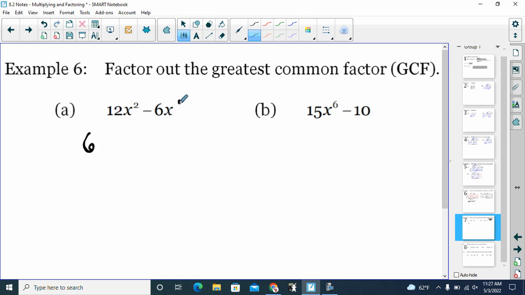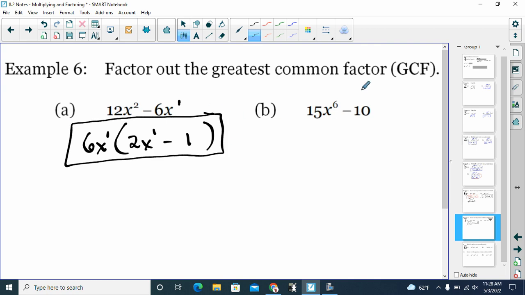X to the second or x to the first. I can take the x to the first out. Remember, it's always the smaller of the exponents that you can take out. And we're going to divide by the thing we took out. 12 divided by 6 is 2. X to the second divided by x to the first, we subtract the exponents. 6 divided by 6 is 1. X to the first divided by x to the first, 1 minus 1, I don't have any x's left. And there's our answer.